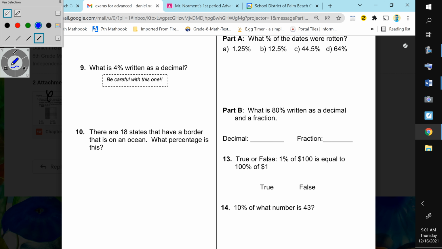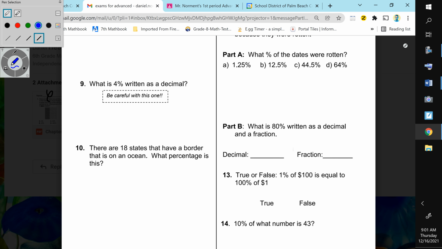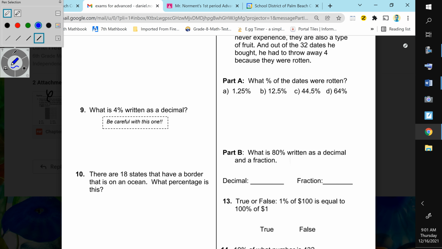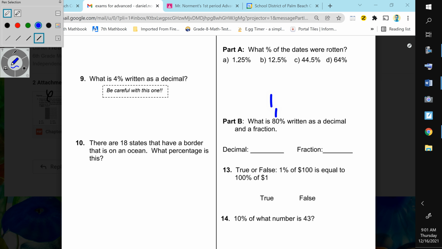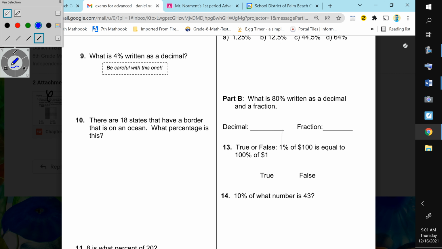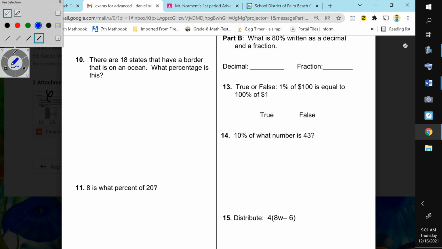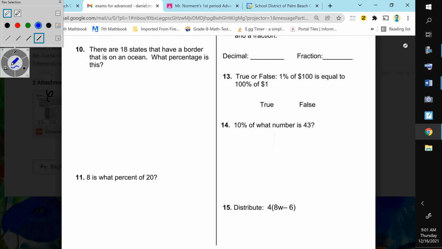Part B, 80% written as a decimal and a fraction. So, look at what I said for number 9. Move the decimal two places to the left for the decimal. And then as a fraction, you got to put that 80 over. And what number is that? 80% means 80 parts out of what? You better know that. True or false? I'm not going to go over that because if you missed it, it's obviously the other one.